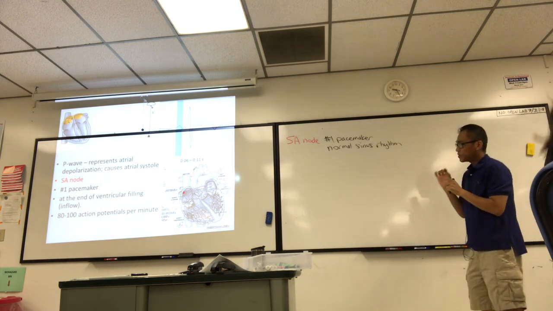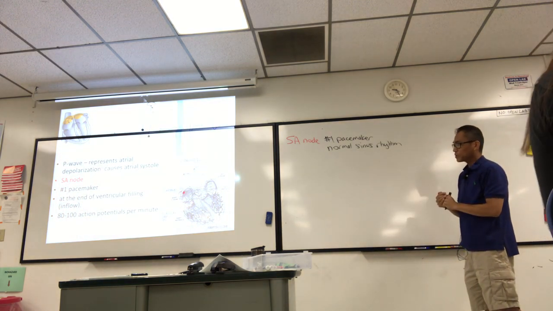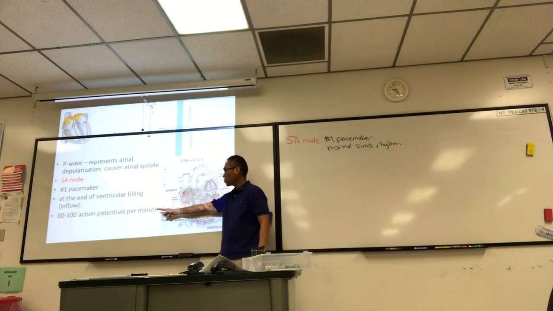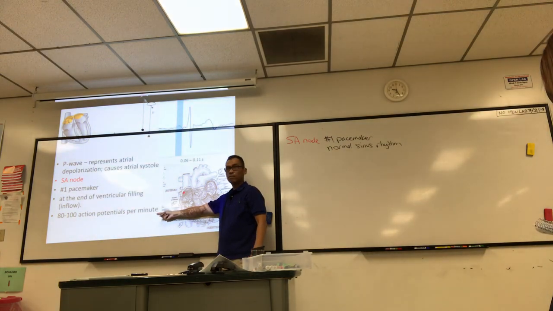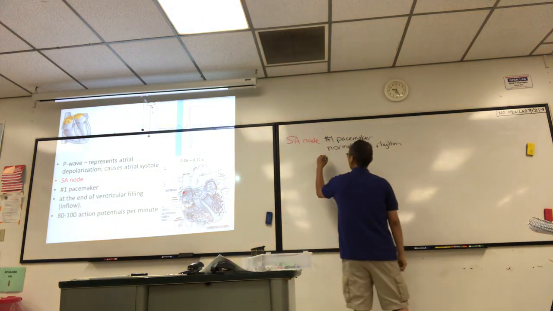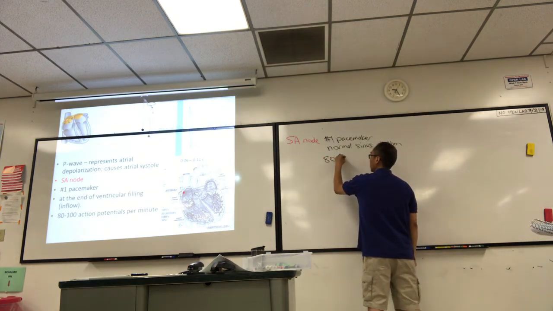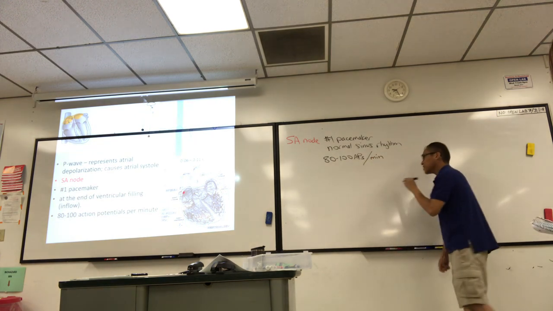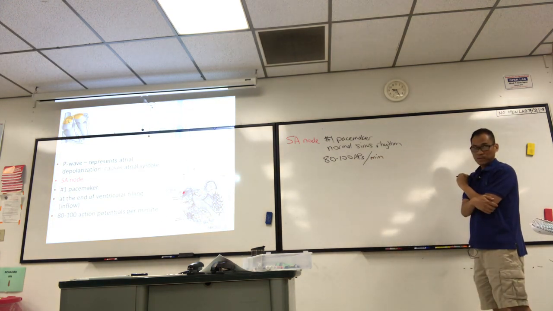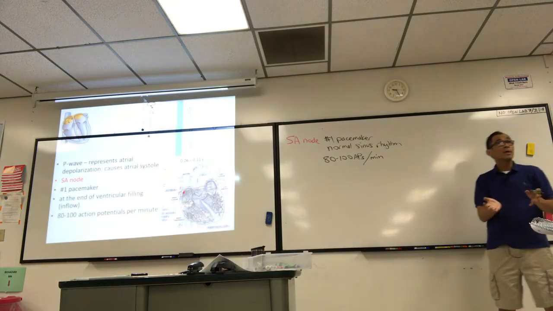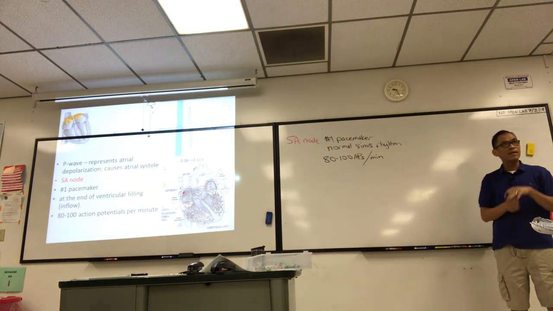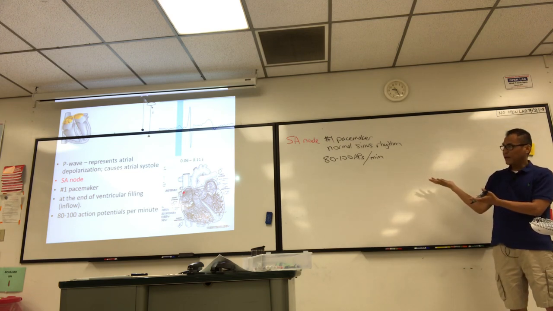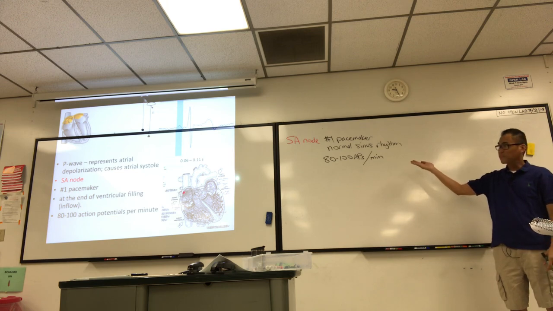Now, if you let this group of cells fire action potentials at their own rate, it could fire 80 to 100 APs per minute on its own. Now, what did I say normal heart rate was? 75. So what that tells you is, there's always some parasympathetic activity that kind of dampens it. But if you just let these guys go, in the absence of parasympathetic activity, they could do 80 to 100.